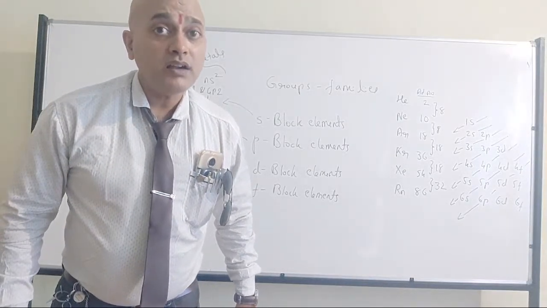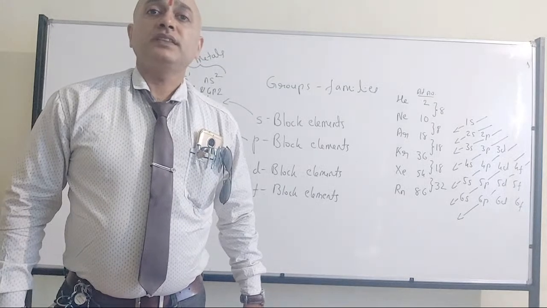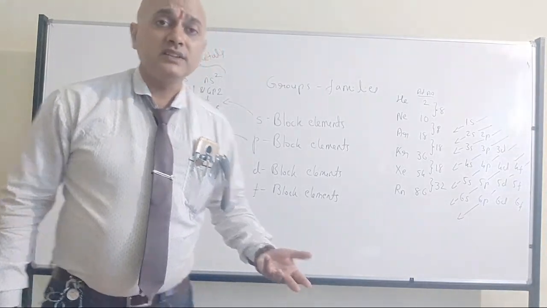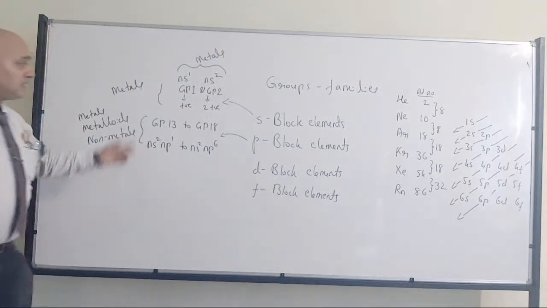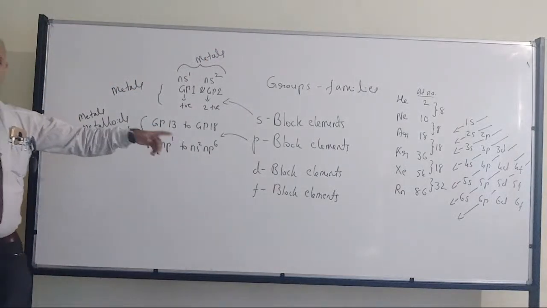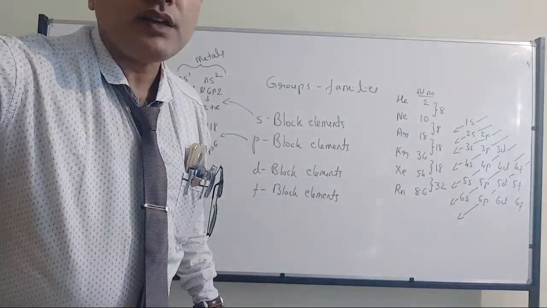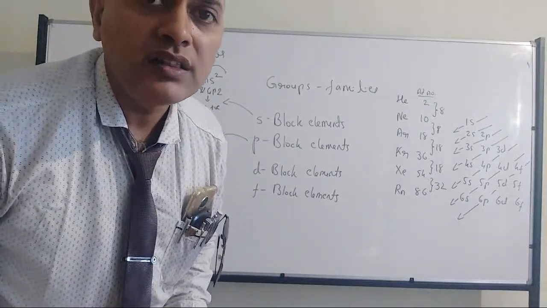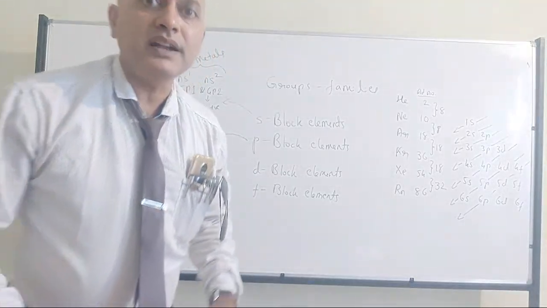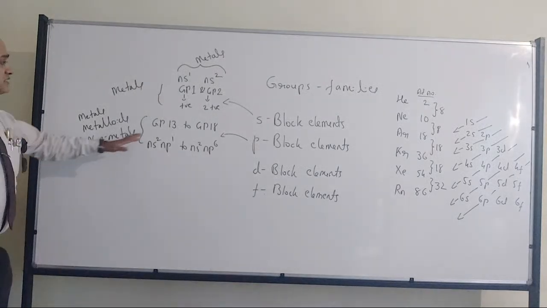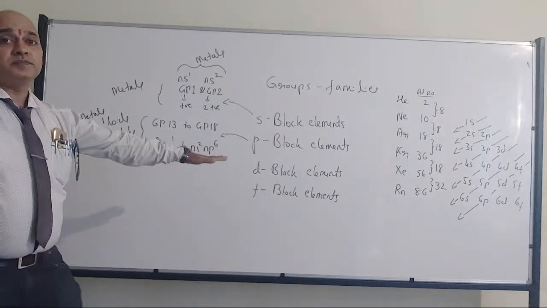But in S block, only metals. In the transition metals, D block, only metals. So what I mean to tell you is, P block is the only block in the periodic table where we can have all types of elements. Have all of you understood? So that's the speciality of the P block.